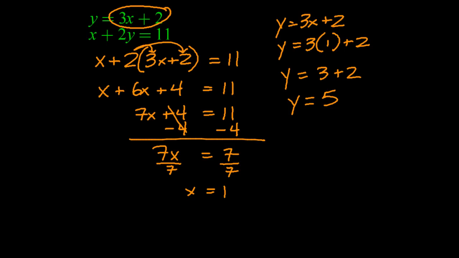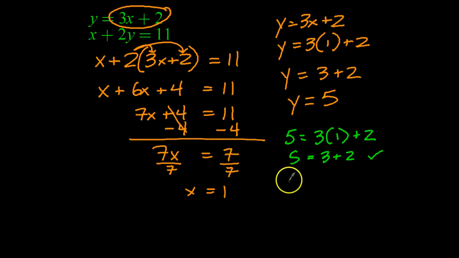Okay, so we have x is 1 and y is 5. Let's go ahead and check both of these. First I'm going to say 5, is that equal to 3 times 1 plus 2? Well, 3 times 1 is 3, plus 2. 3 plus 2 is 5. That one works. Okay, let's try the other one.